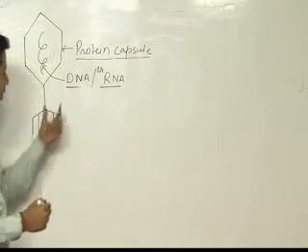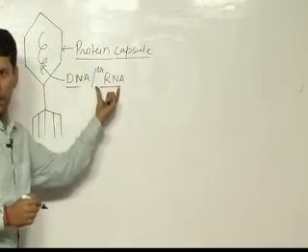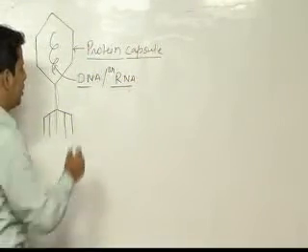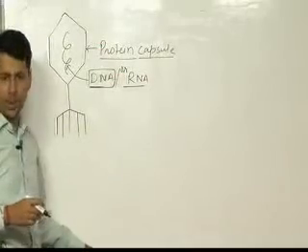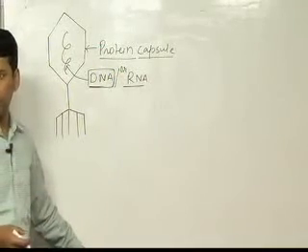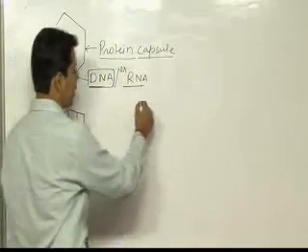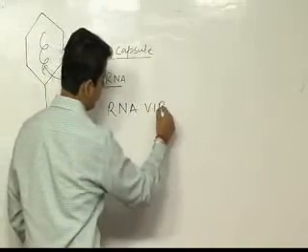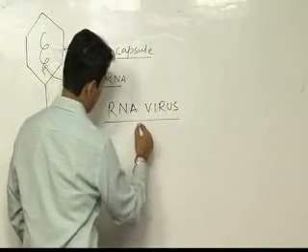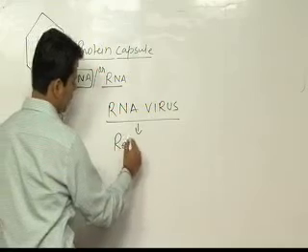Another thing about viruses is that they will have either DNA or RNA, right? So DNA viruses are very common. The majority of viruses that you come across are DNA viruses, but RNA viruses are a different class. So RNA viruses, they are called retroviruses.